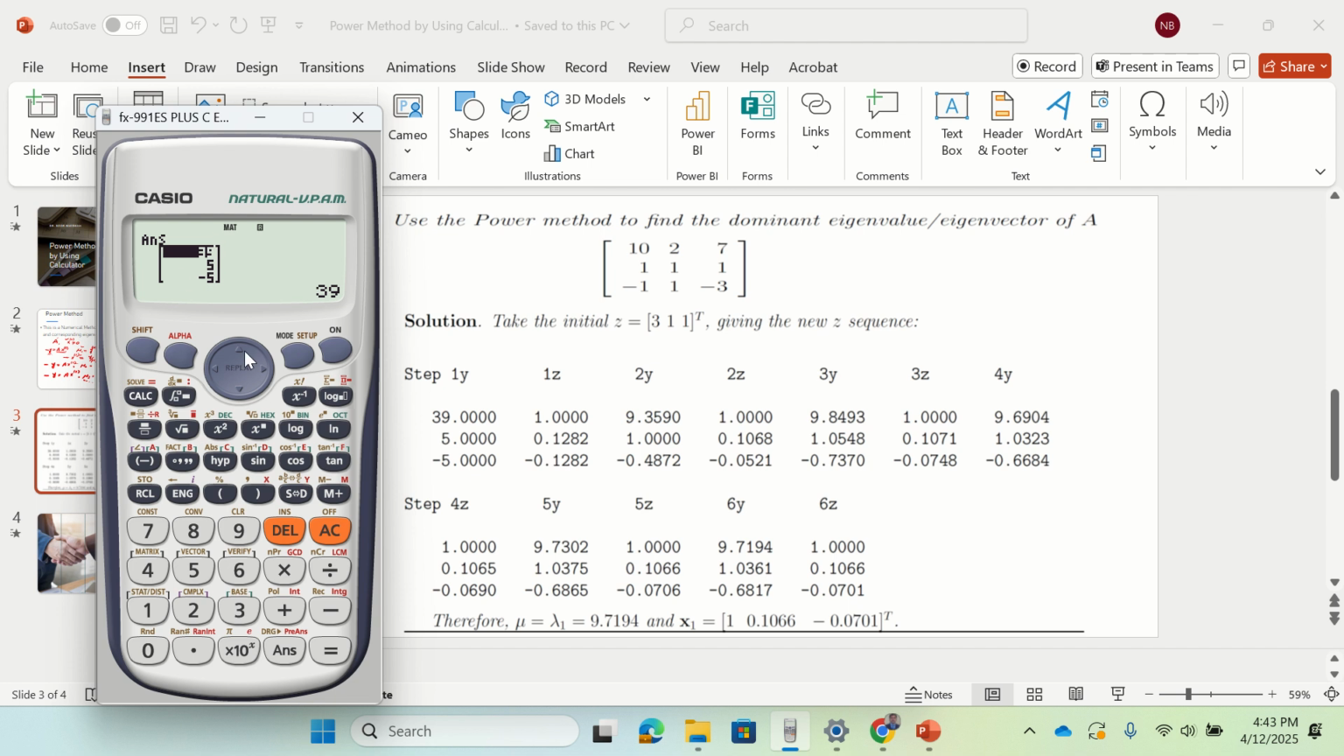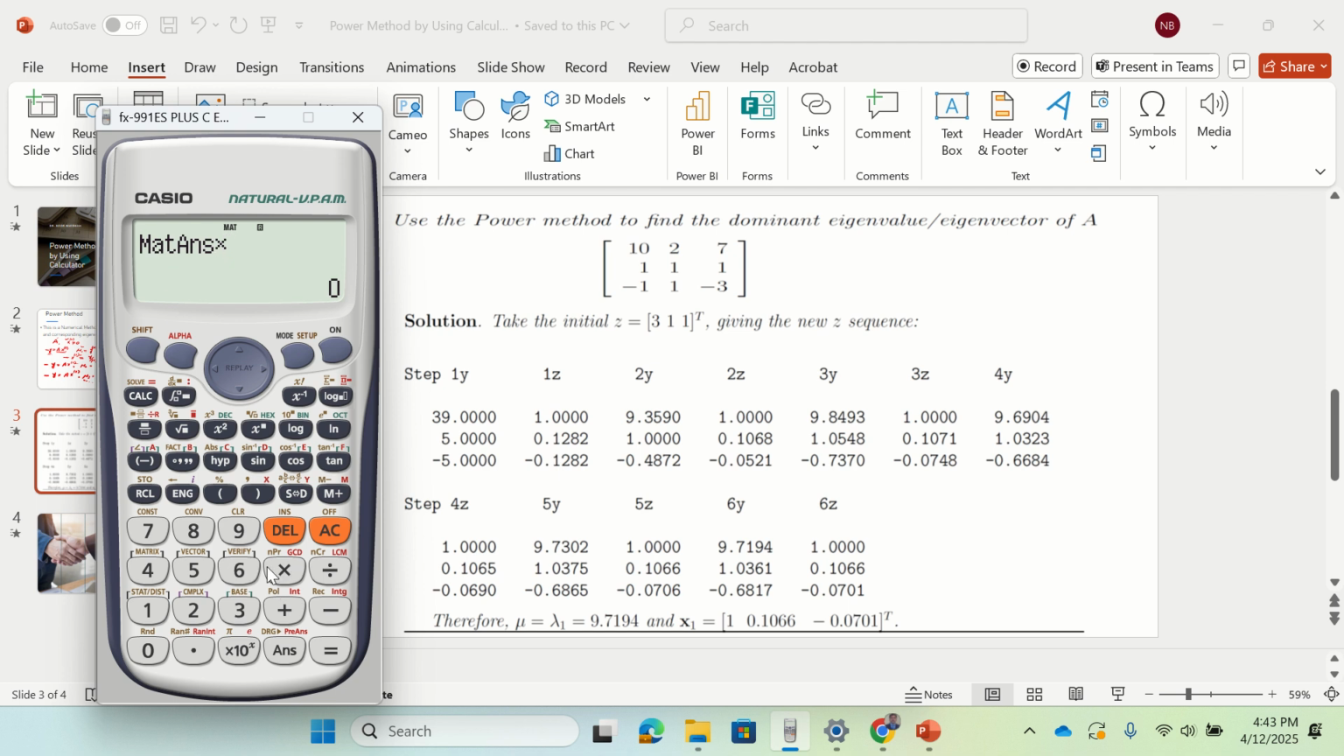So dividing this vector by 39, how can we do that? We simply press the division key and divide by 39. So it will give us the first approximation of the eigenvector, which is obviously this one. You see 1, 0.1282 and minus 0.1282. Next time we will multiply this with this vector. So you don't need to input this one. This matrix is always stored. This matrix is also stored, but that is stored with what? With mat ans.